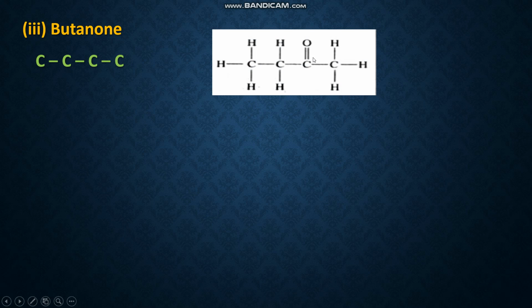So this is butanone. You have made this the functional group CO. Remaining valencies are satisfied with hydrogen. For this carbon, 4 bonds are already present, so no hydrogen here.